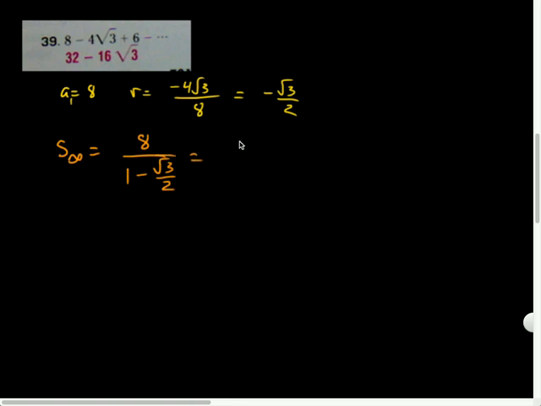Minus negative root 3 over 2. Oh, thank you. Good catch. So 1 plus root 3 over 2. 8 over, that'd be 2 plus root 3 over 2. Let me make this vinculum the master vinculum.